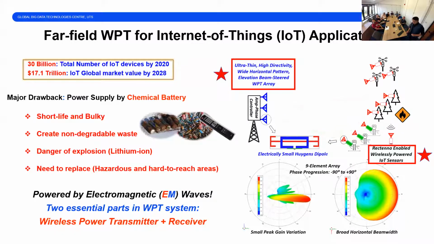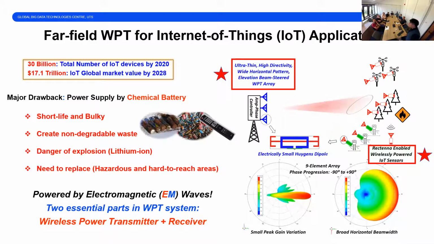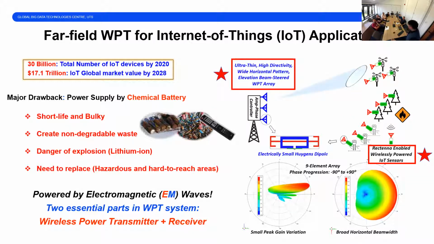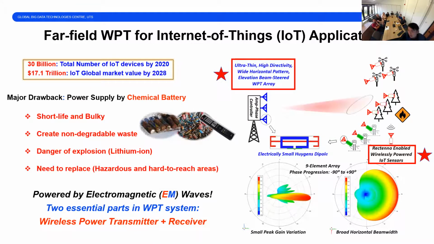So in the wireless power transfer system, we need two critical components. One component is the wireless power transmitter that will deliver the power efficiently and smartly to the devices that need charging. But on the other side, we need a very compact wireless power capture device that can capture the power and convert it to DC power efficiently. So our aim is to first develop the very compact, ultra thin, and highly directive beam steering array.